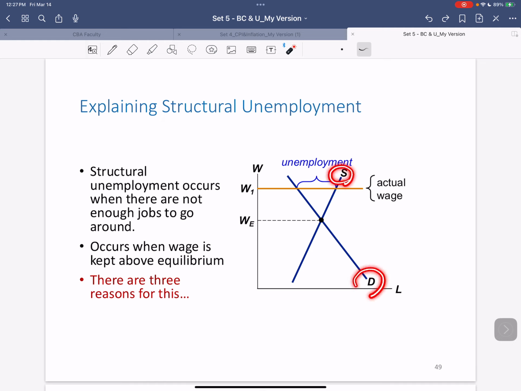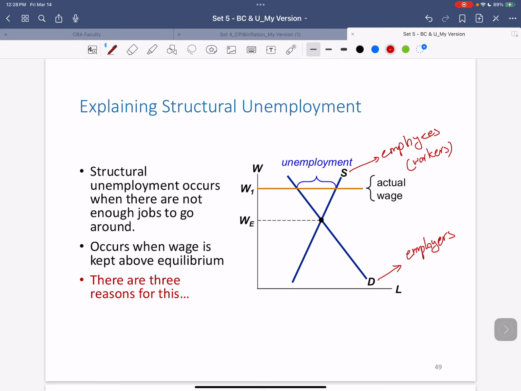We earlier discussed what the supply side and what the demand side in the labor market is. Just once again, supply side is actually the employees or workers, and demand side is employers or companies and firms.